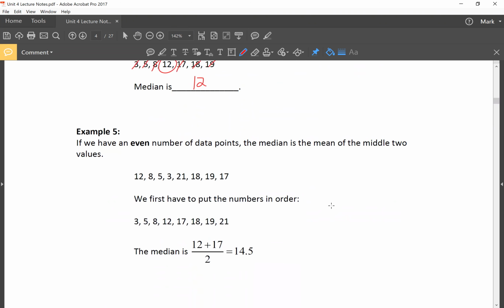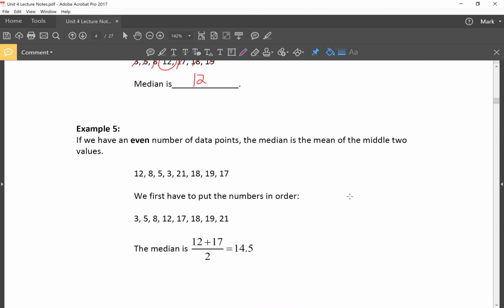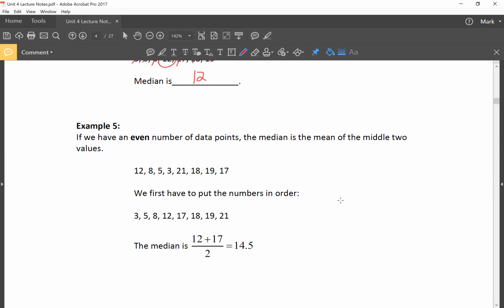But if you have an even number of data points, you need to take the average, the mean of the middle 2 values, because you're trying to find the number in between, exactly in the middle. So if you look at example number 5, the numbers are not in order. It's really important for your numbers to be in order. So we put them in order, smallest to biggest is what I typically do. So 3, 5, 8, 12.